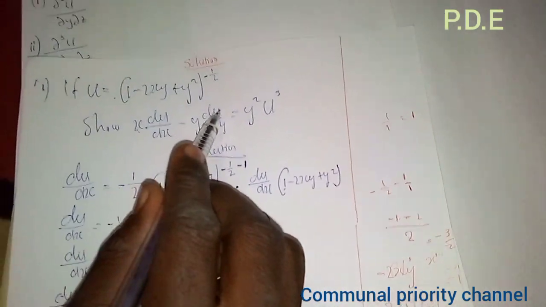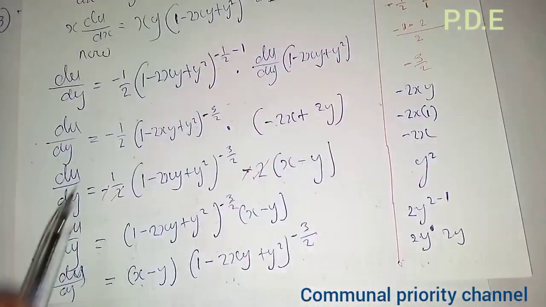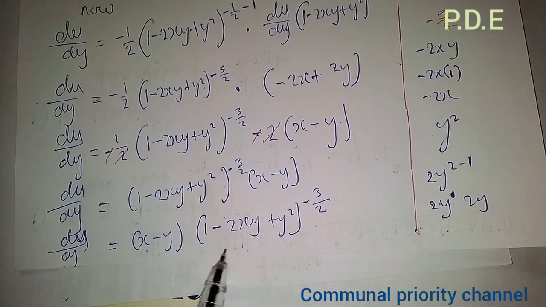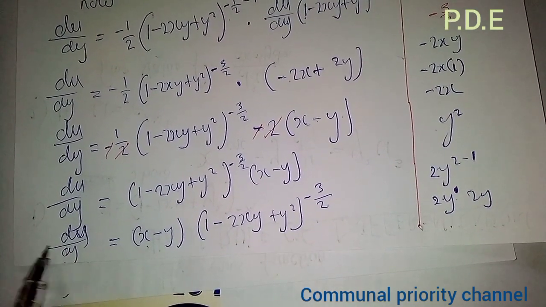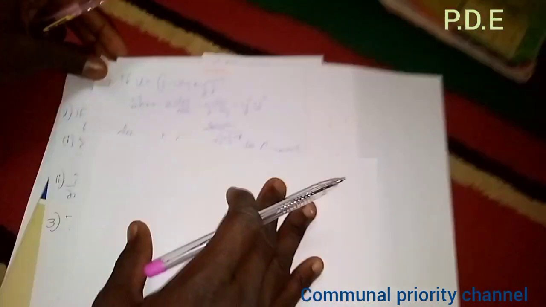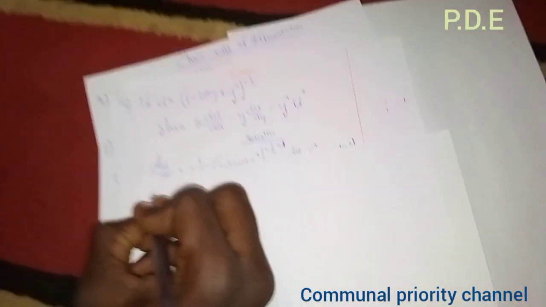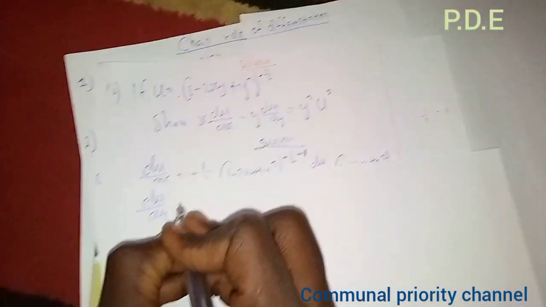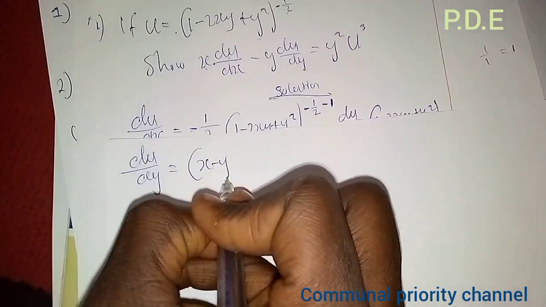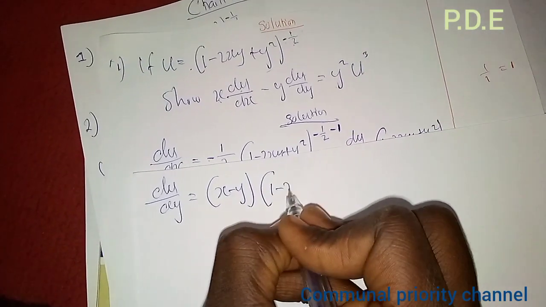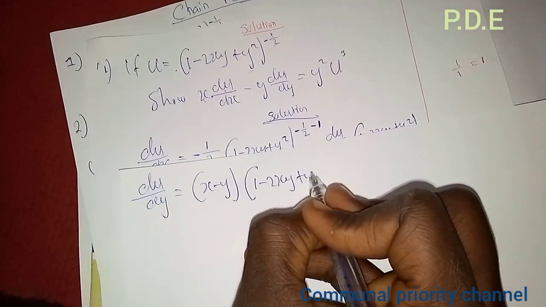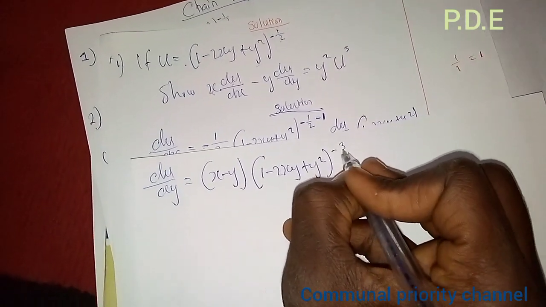y multiplied by du over dy. Since now we got our du over dy, we can multiply our equation throughout by what? Throughout by u. So this will be, sorry, let's use another paper. Don't forget our du over dy we said is equal to (x minus y) times (1 minus 2xy plus y square) to the power of minus 3 all over 2.